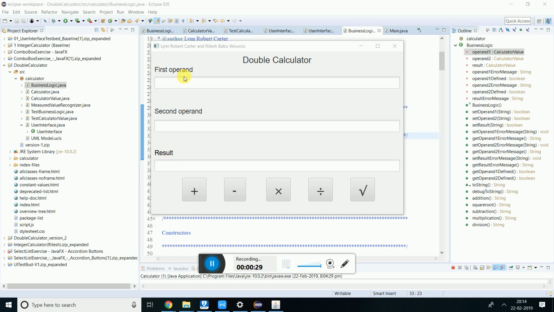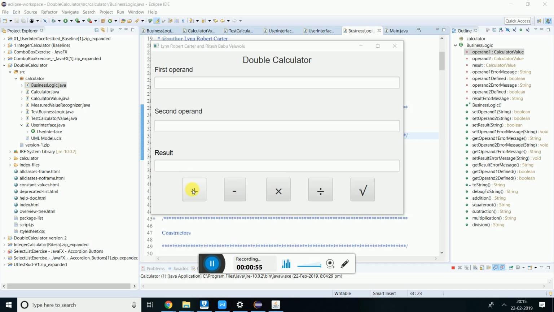The arithmetic operation result of these two operands is stored in the result text field, and these are my five buttons. This is the plus button for addition, this minus button is for subtraction, this cross button is for multiplication, this divide button is for division, and this square root button is for square root.